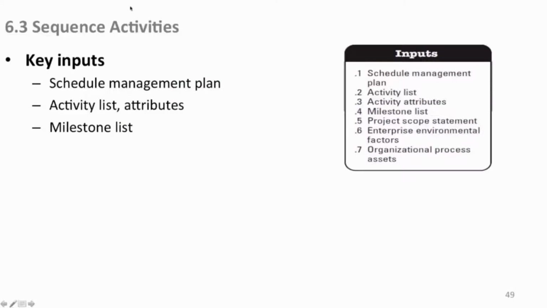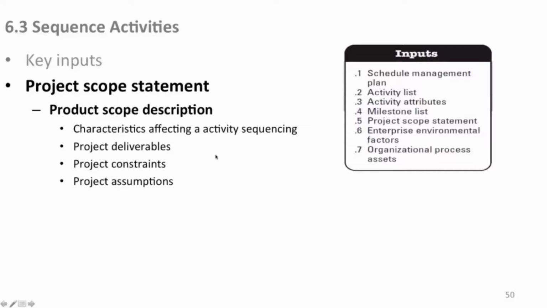So, key inputs: management plan, activity list, the attributes, milestone list. The scope statement has the scope description, characteristics that may affect sequencing. You may have some characteristic where it needs something before the other. You can glean that out of here and account for it in your network diagram. It shows, of course, all the project deliverables, constraints, and assumptions that are going to come to bear here with how these things are sequenced with each other.